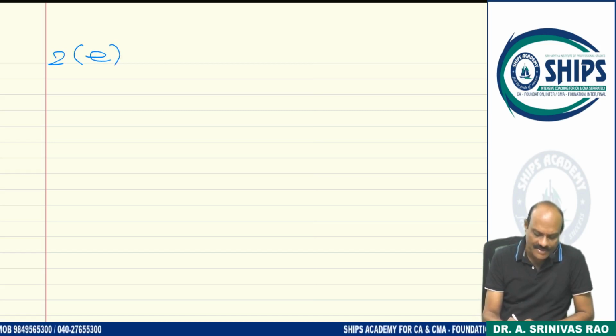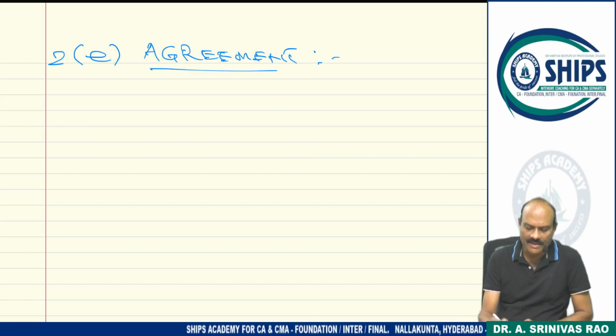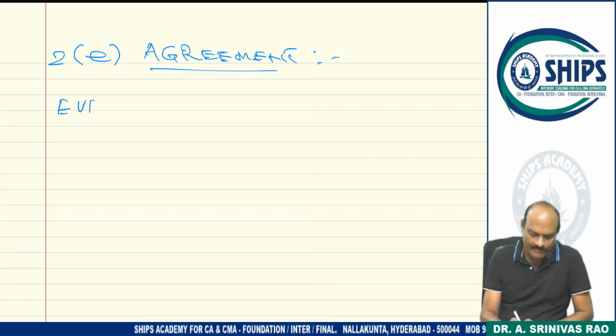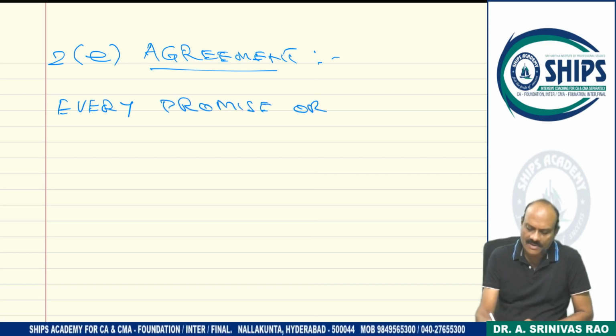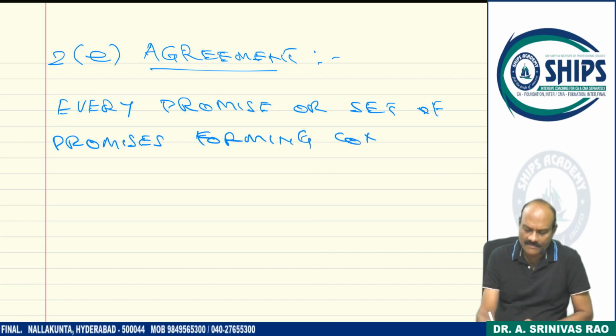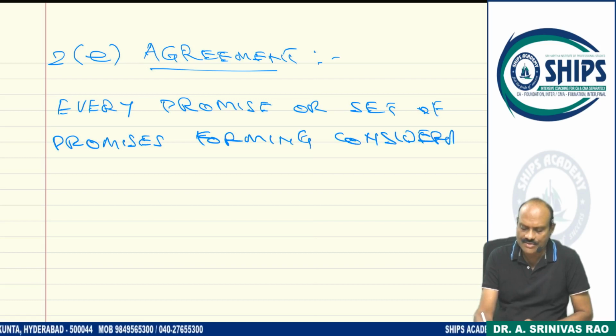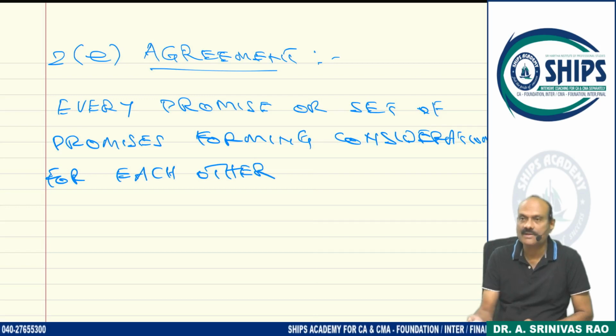Agreement, according to Section 2(e), is defined as every promise or set of promises forming consideration for each other.